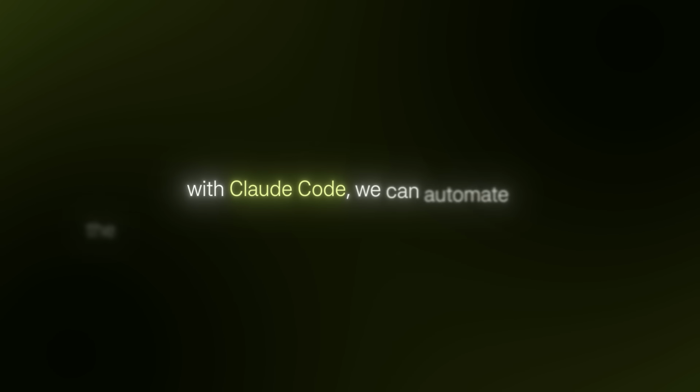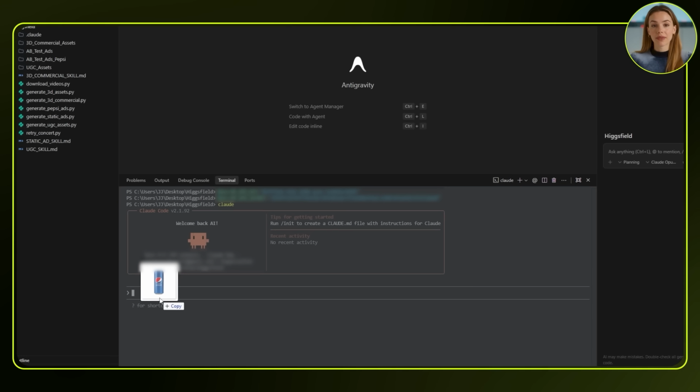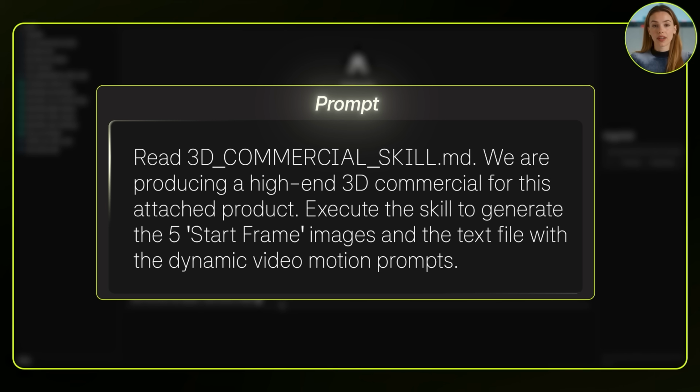Normally, creating AI product commercials means sitting there typing out prompt after prompt. You have to spend hours brainstorming cool environments, and then even longer trying to figure out how to actually animate them. But with Claude Code, we can automate the entire brainstorming and generation process all at once. So yet again, I've created a custom skill file for 3D commercials, which you can just drop into your project folder. Then we'll drag our Pepsi can reference image into the terminal and pair it with this prompt. Notice how simple I've kept it, because the custom skill file takes care of the rest. But if you do want something specific, then make sure to mention it.